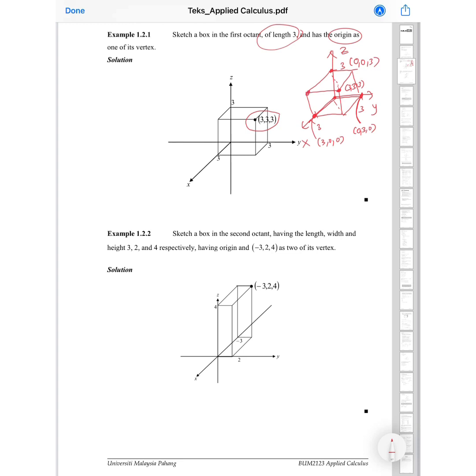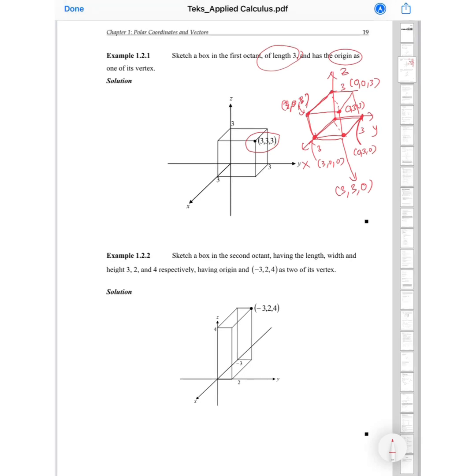Let's say I want to plot this one. x is 3 here, y is 0, and z is also 3. So this one is 3, 0, 3. And then this point is x is 3, y also 3, and z is 0. So basically you have to know how to plot a point given a coordinate, and you have to know how to read a coordinate given a point.